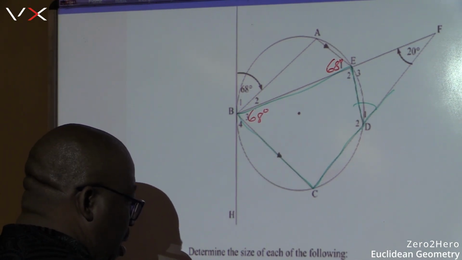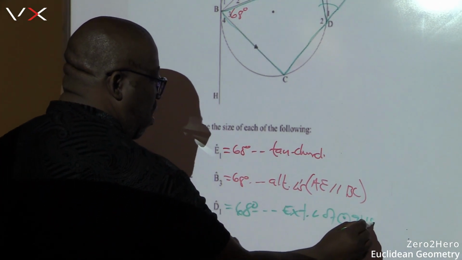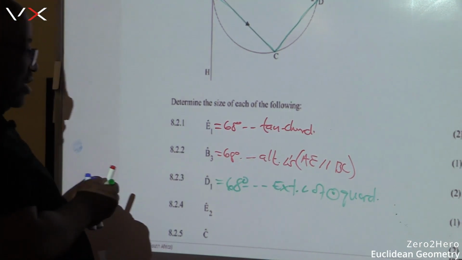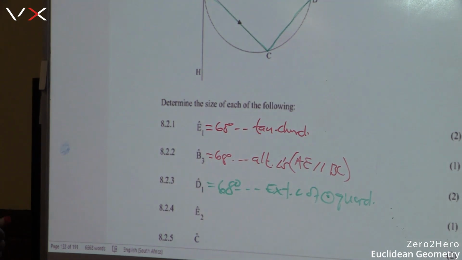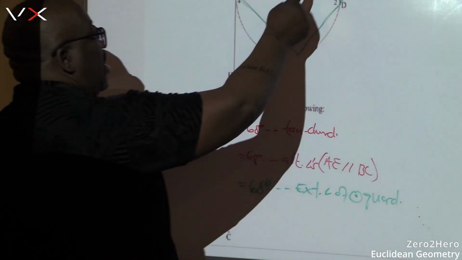Exterior angle of a cyclic chord. Right? So D1 is also equal to 68. What is the next question there? Find E2. Where is E2? Okay, this is where E2 is.